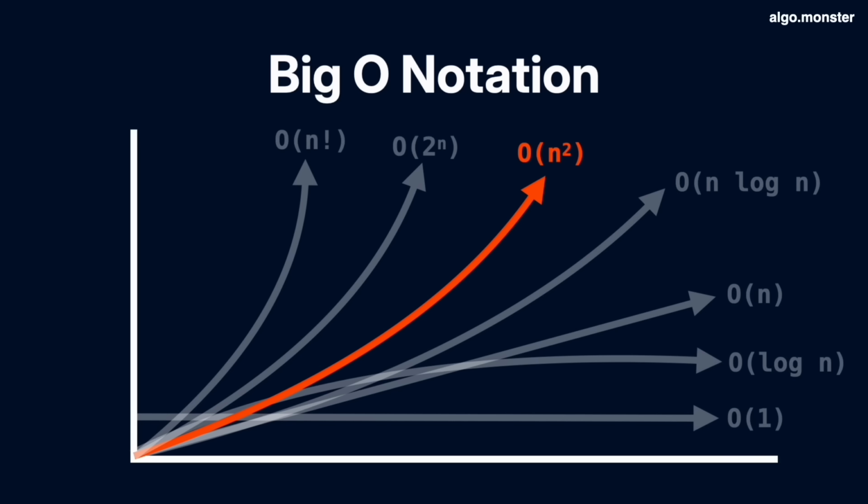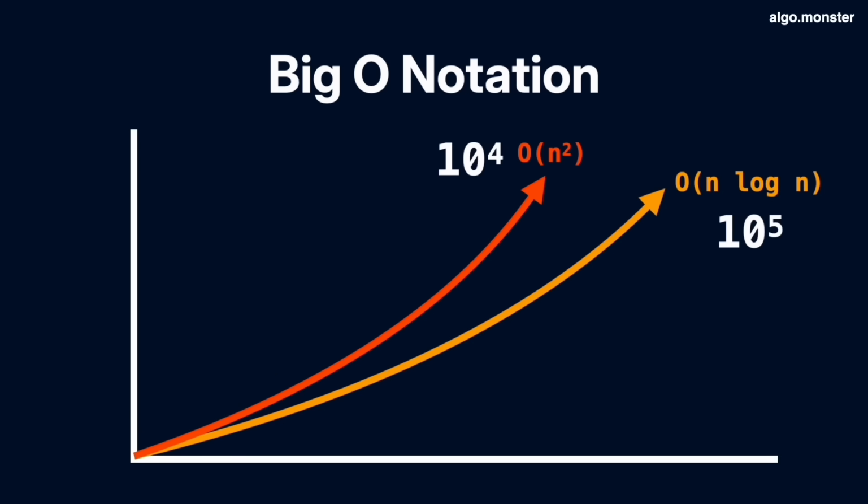Now, here's the basic rule of thumb. For inputs up to 10 to the power of 5, you probably need O(n log n) or better. For inputs up to 10 to the power of 4, you can maybe get away with O(n squared). And anything higher than that, you absolutely need to optimize. That about covers the introductory concepts you need to know before moving on and learning these patterns.